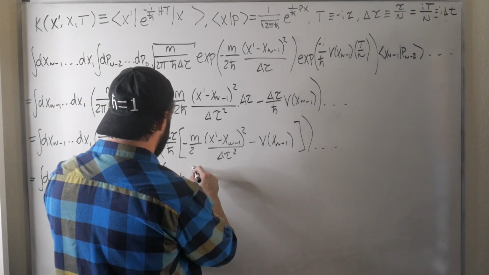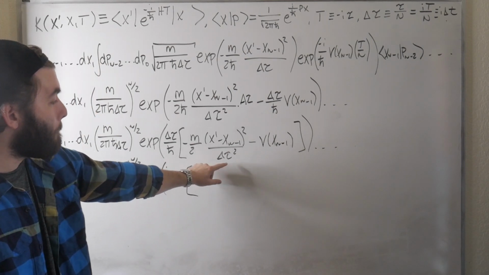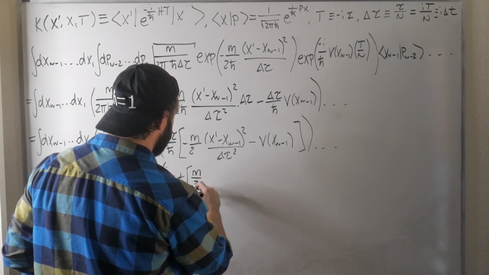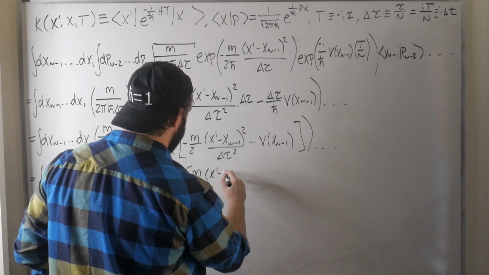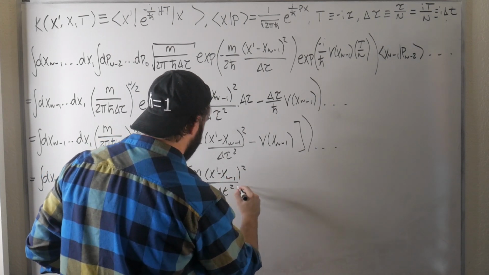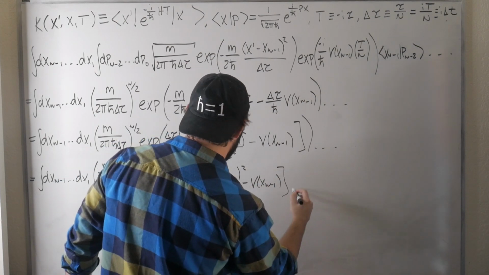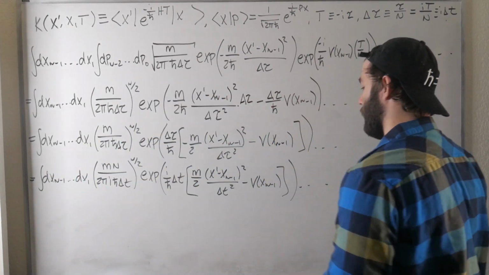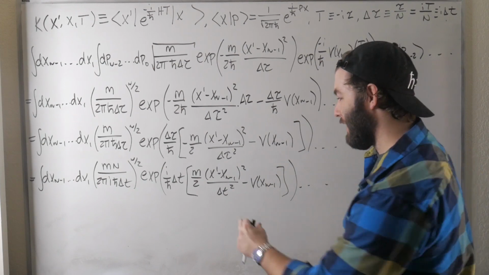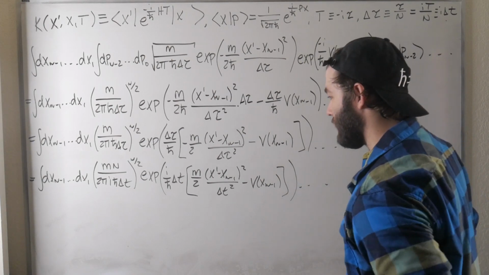Okay? Now here's the interesting thing that happens. Delta tau squared is just going to be minus delta t. So we have an m over 2 x prime minus x of n minus 1 squared over delta t squared minus v of x of n minus 1, times all of the other ones. This is just the discretized version of a Lagrangian. We have the kinetic term minus the potential term. So we can explicitly write this out.